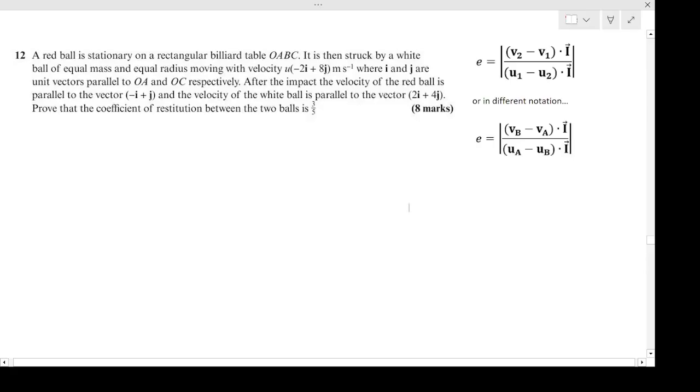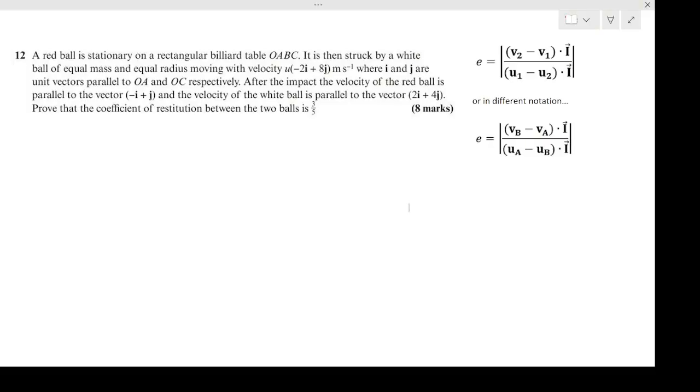Okay, and then I've got this question here. So I'm told a red ball is stationary on a rectangular billiard table OABC. It is then struck by a white ball of equal mass, equal radius, moving with velocity u lots of minus 2i add 8j. After the impact, the velocity of the red ball is parallel to minus i add j, and the velocity of the white ball is parallel to 2i add 4j. Prove that the coefficient of restitution between the two balls is 3 over 5.